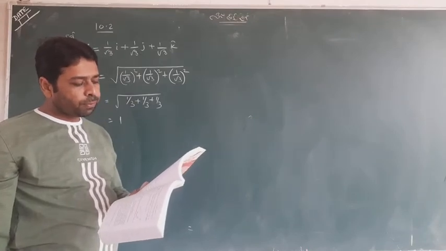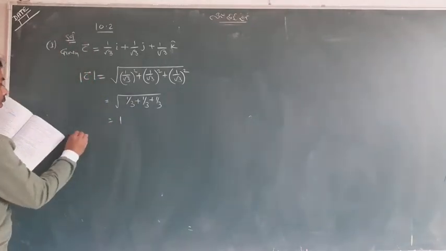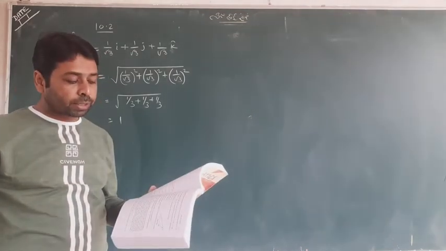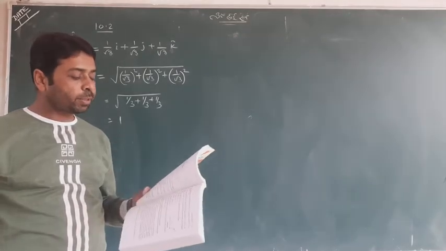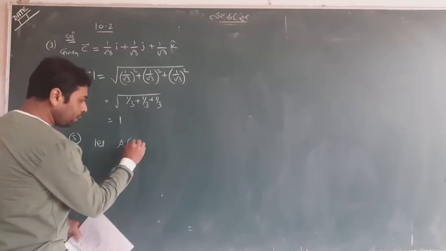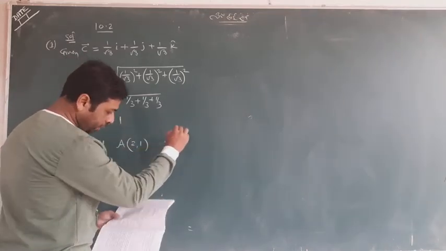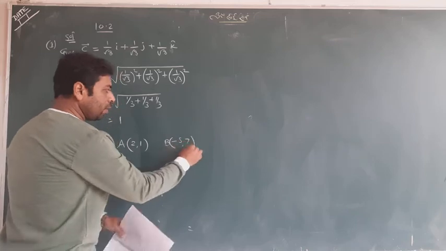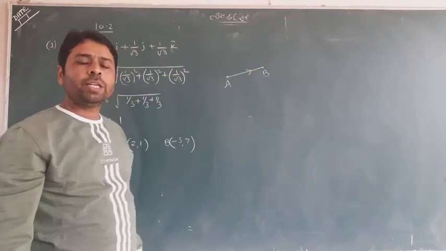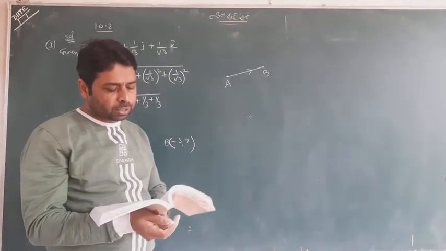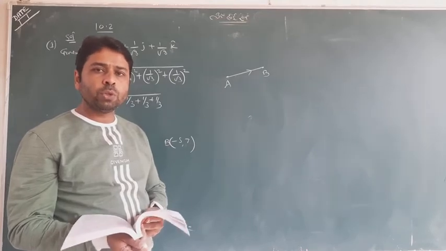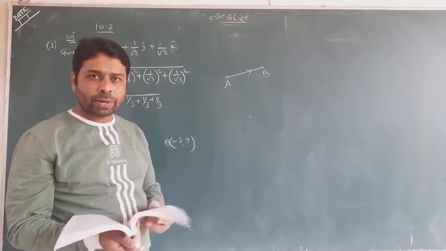Question number 5th, I want to tell you. Find the scalar and vector component of the vector with initial point 2, 1 and terminal point minus 5, 7. Can you see here? It is the initial point, it is the terminal point, and we are asked to find the components. So whenever you need to find the components, you first find the vector AB.